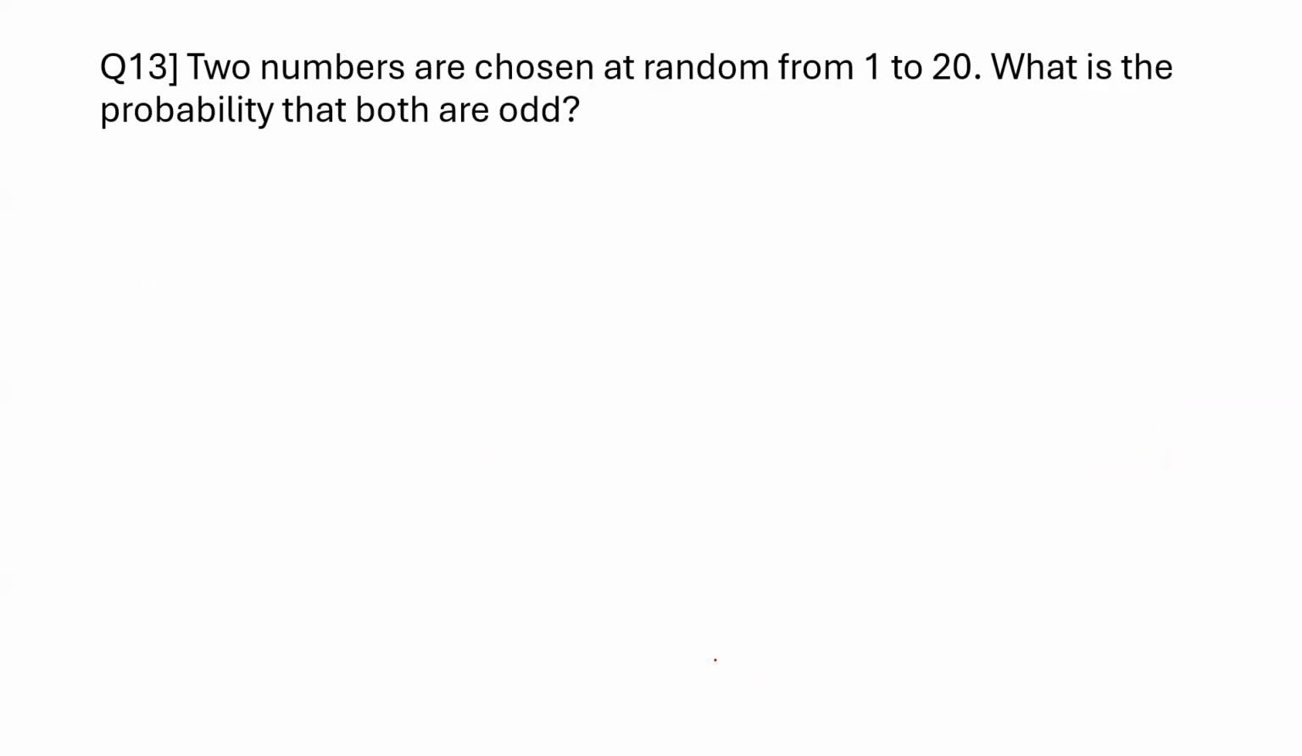Two numbers are chosen at random from 1 to 20. What is the probability that both are odd? What are odd numbers? Odd numbers are the ones not divisible by 2. Those numbers which you cannot divide by 2.